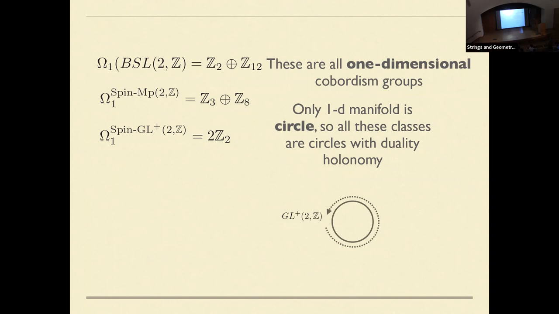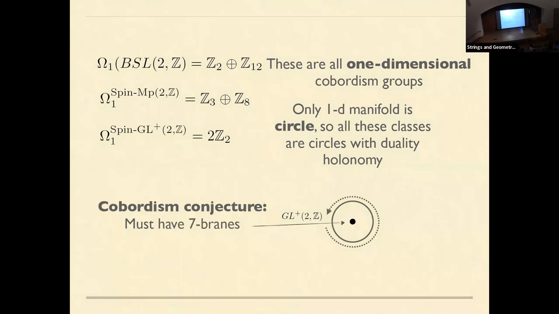So the only thing you can do, when constructing manifolds which represent the generators of these classes of the cobordism group, is to put a circle with the corresponding duality bundle. And then the only thing that the cobordism conjecture is telling you is that there has to be some object that allows you to trivialize this class. Because this is real codimension one, the defect that you get is real codimension two, it's a seven-brane.